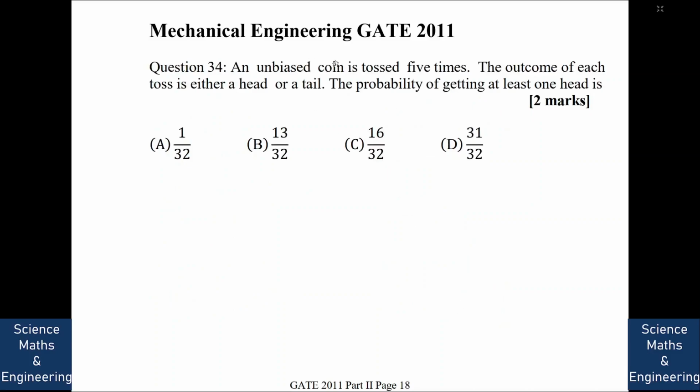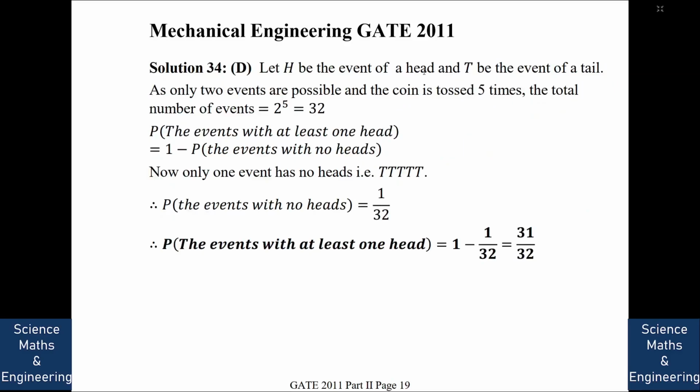An unbiased coin is tossed 5 times. The outcome of each toss is either a head or a tail. The probability of getting at least one head is, so we need to get at least one head. Okay. Now let H be the event of head and T the event of tail. As only head or tail is possible and the coin is tossed 5 times, the total number of events is 2 to the power 5, which is equal to 32.